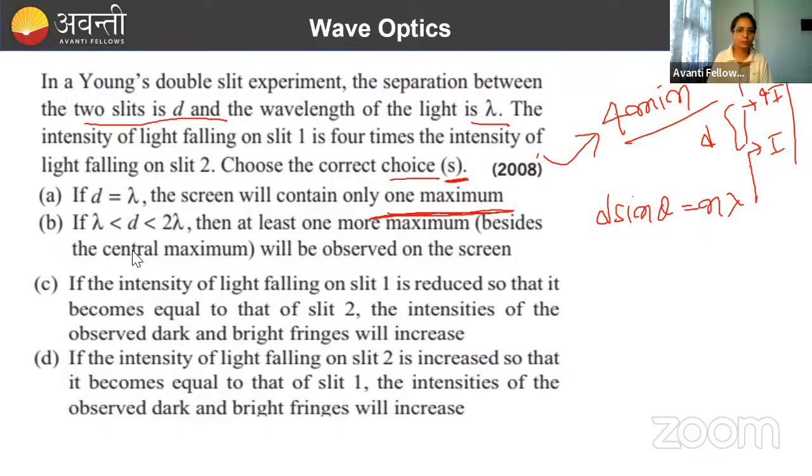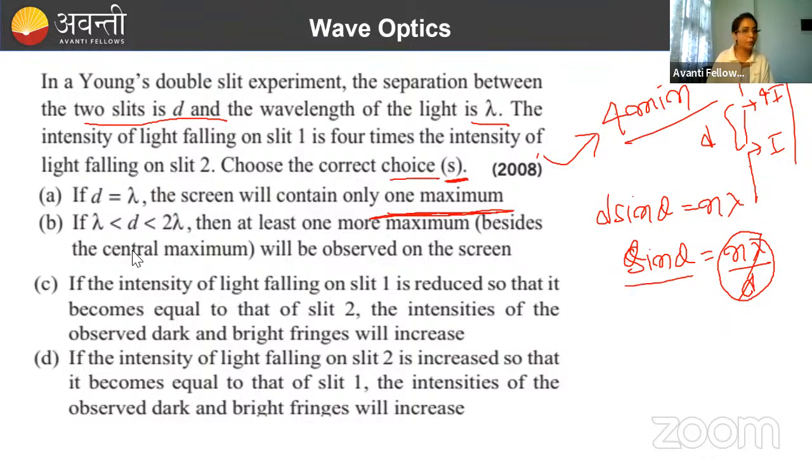Nothing is talked about the small d and capital D status. So we will assume small d is far, far less than capital D. Sine theta we will be considering as n lambda by D. So we will be calculating its value. And if d equal to lambda, then sine theta will be equal to n.